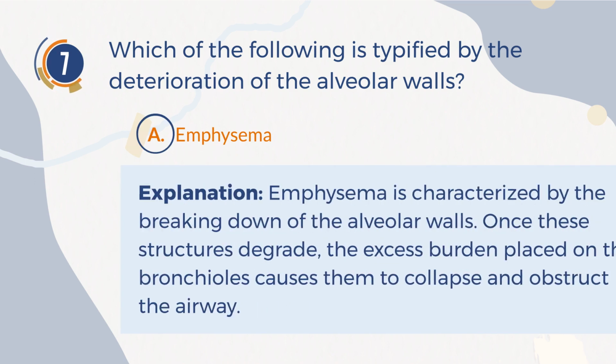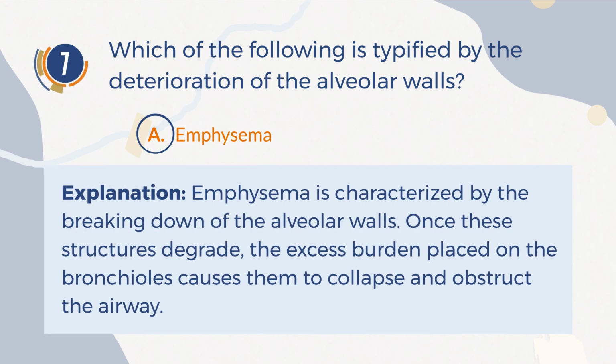Emphysema. Explanation. Emphysema is characterized by the breaking down of the alveolar walls. Once these structures degrade, the excess burden placed on the bronchioles causes them to collapse and obstruct the airway.